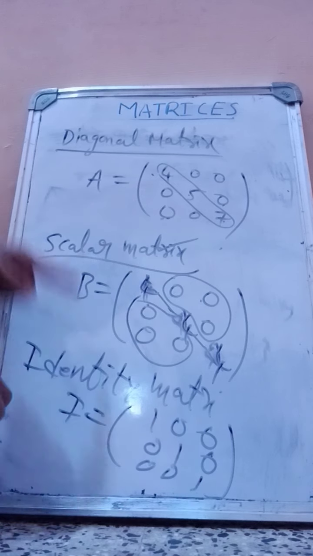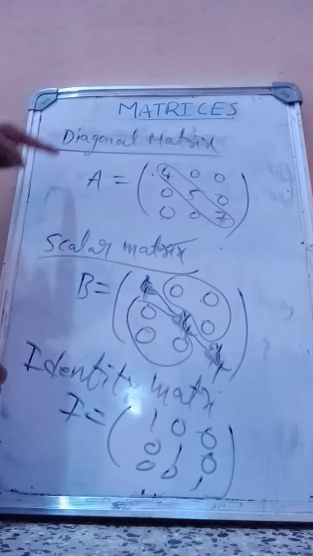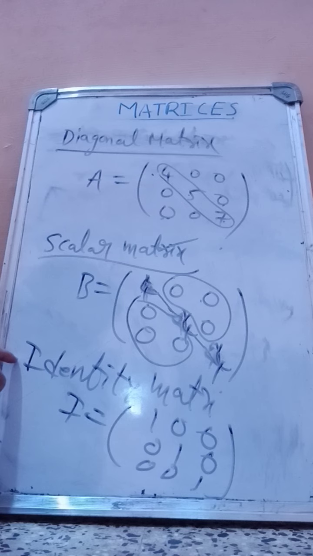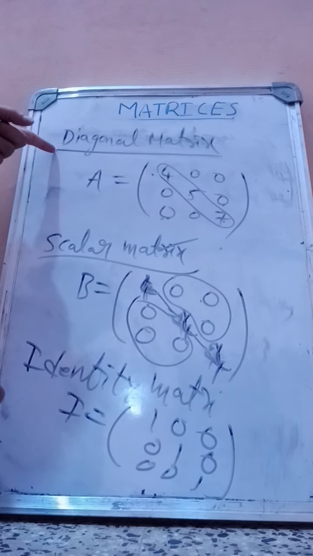Okay? So all diagonal matrices are not scalar matrices and identity matrices. All scalar matrices are not identity matrices. But all identity matrices are scalar matrices and diagonal matrices. All scalar matrices are diagonal matrices. These are very important for examination.